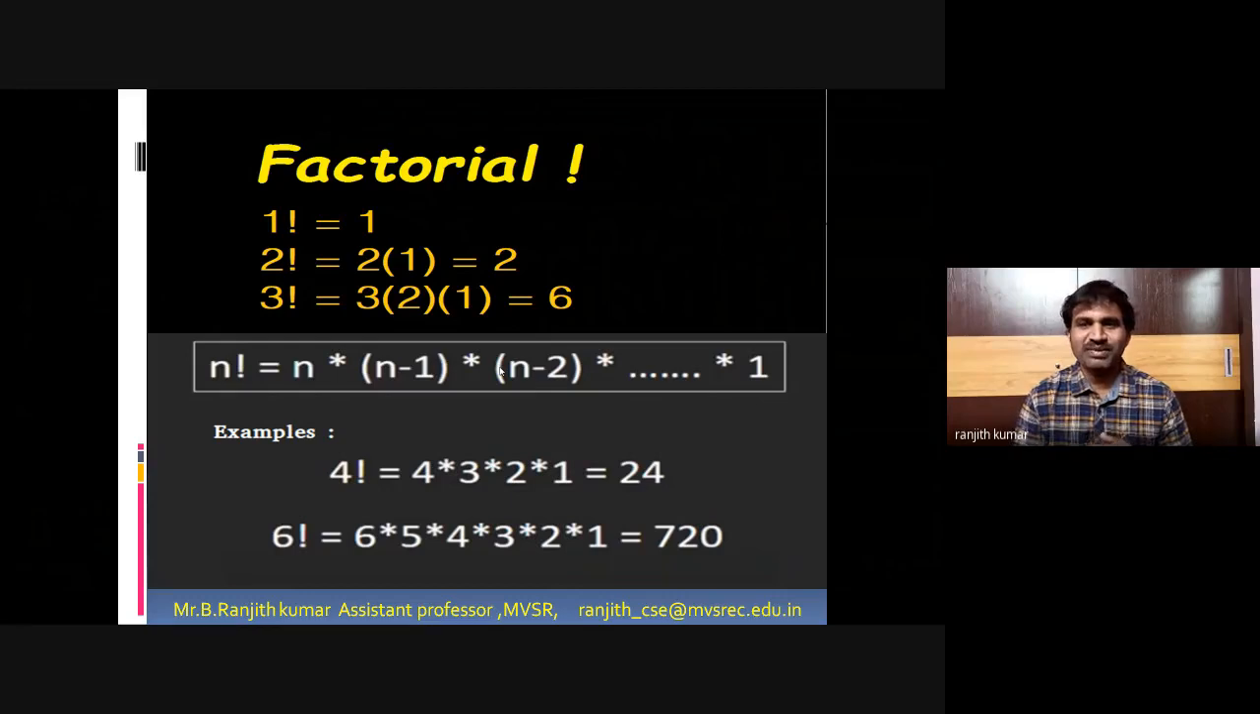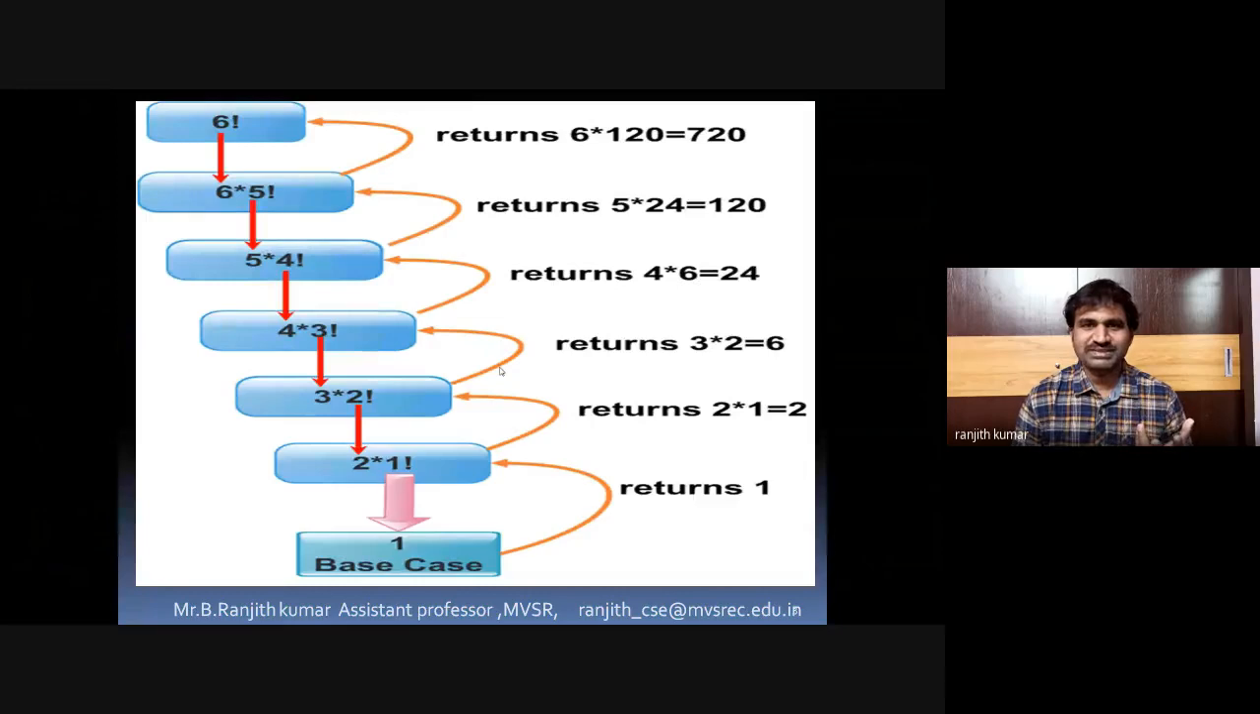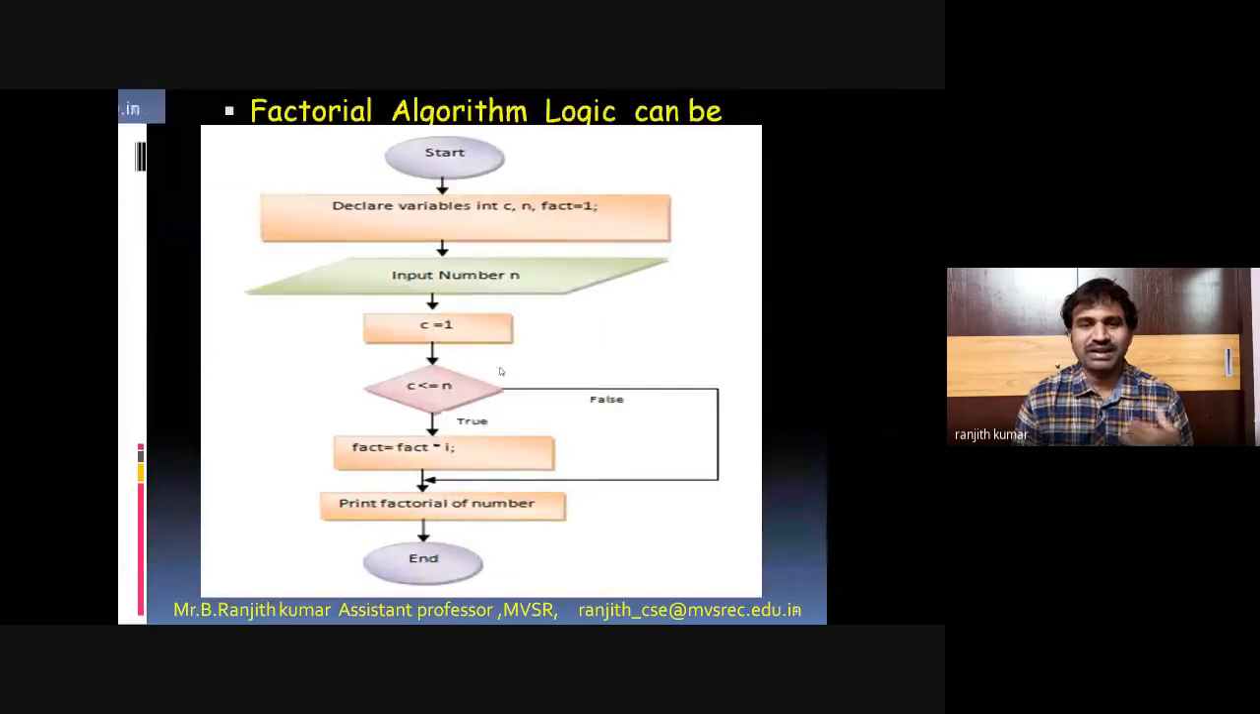So let us solve the problem in the same algorithmic approach. When 6 factorial is asked, it is 6 into 5 factorial, 5 into 4 factorial, 4 into 3 factorial, like this. We keep going. So let us write an algorithm for this.